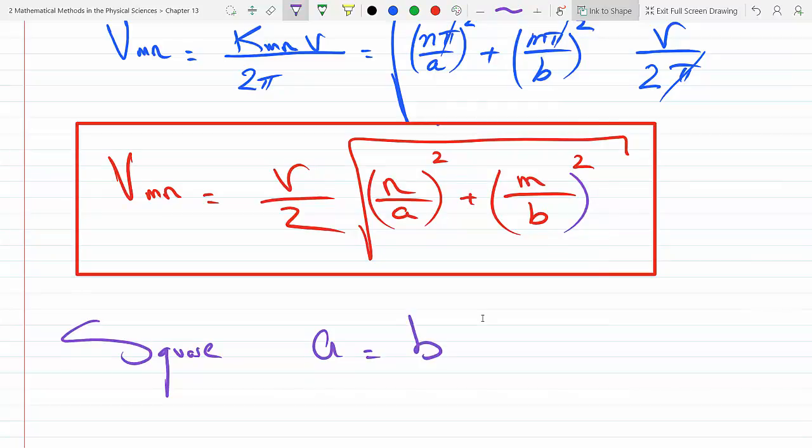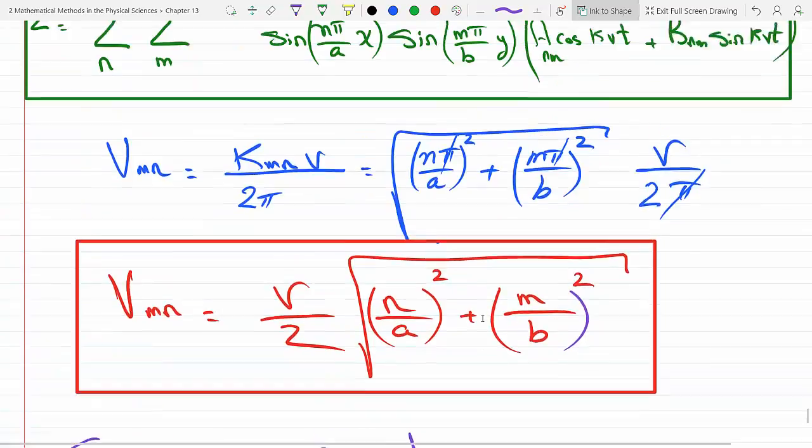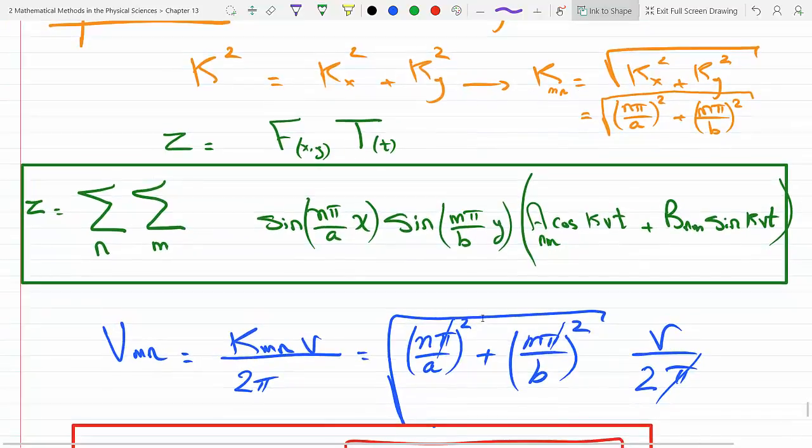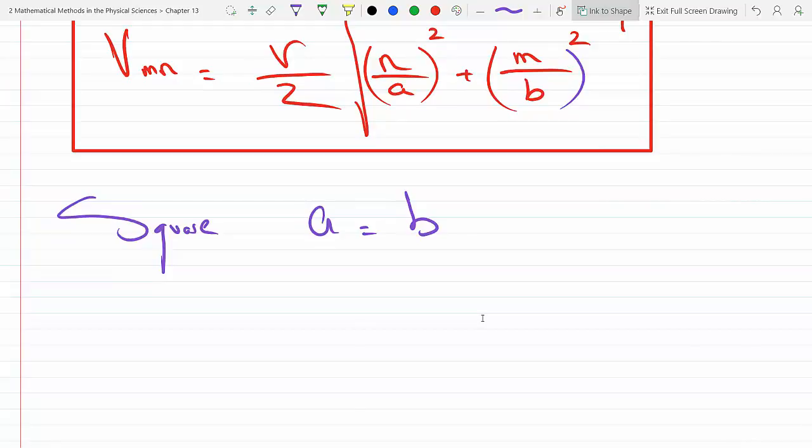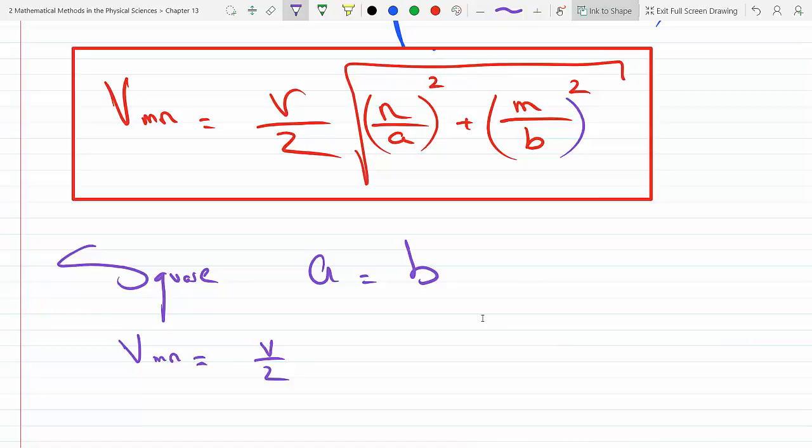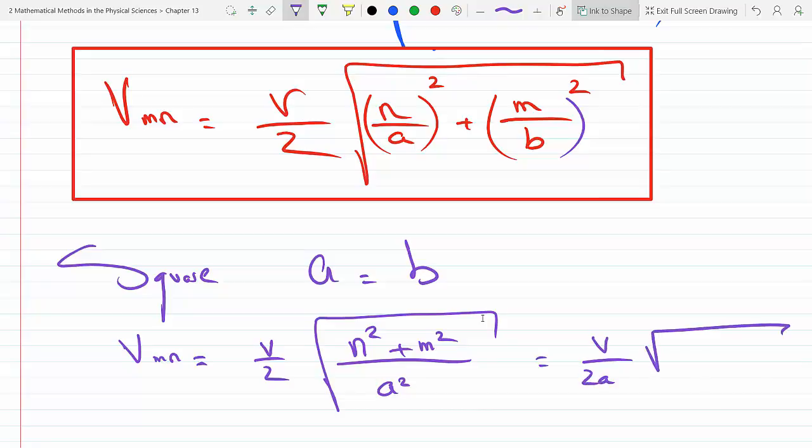Then a equals b, right? And so what you're going to get here is v_mn will just equal v over 2, right? Now if a equals b, they'll be the same denominator here, yeah? So this will be n squared plus m squared over a squared, okay? And if you pull a out, you will get v over 2a times the square root of n squared plus m squared.